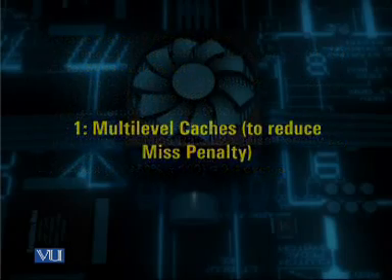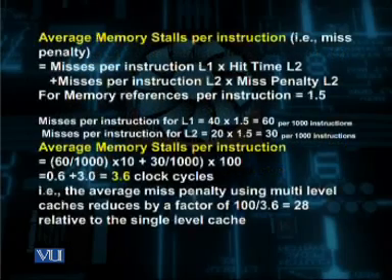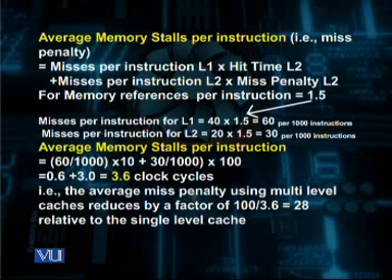Now let us find out the average memory stalls per instruction, which is in fact the measure of the miss penalty. The average memory stalls per instruction is equal to misses per instruction for L1 cache multiplied by the hit time for L2 cache, plus the misses per instruction for L2 cache multiplied by the miss penalty for L2 cache.